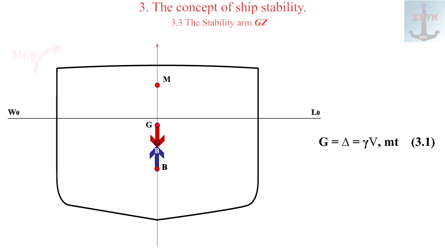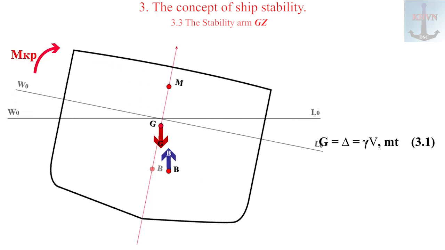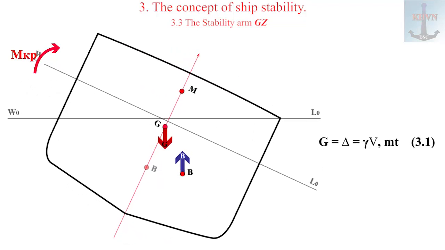Heeling to the right is played again. When the ship is heeling, the center of gravity, point G, does not change its coordinates, but the center of buoyancy, point B, shifts, according to the displacement of the submerged volume, as it is essentially its geometric center. Between a pair of forces, equal and oppositely directed, an arm GZ arises, the shortest distance between the lines of action of these forces, which is called the arm of static stability and is another of the most important stability criteria.